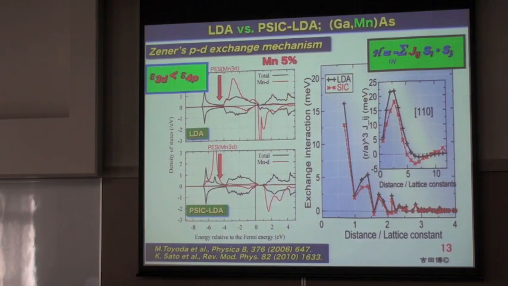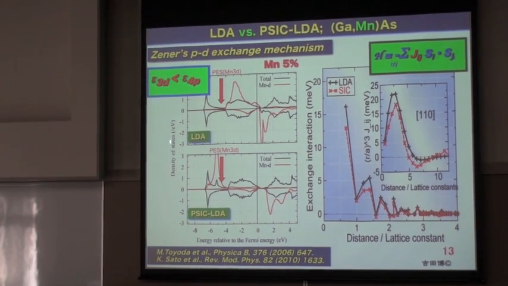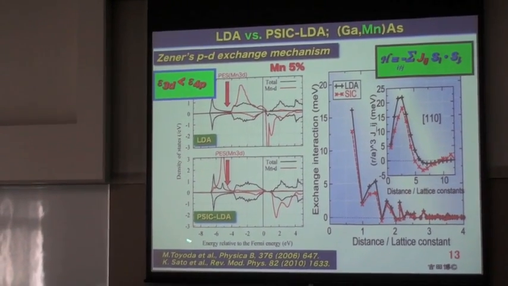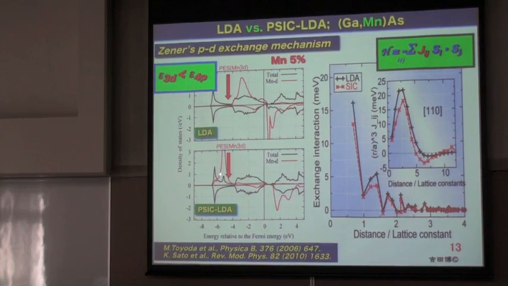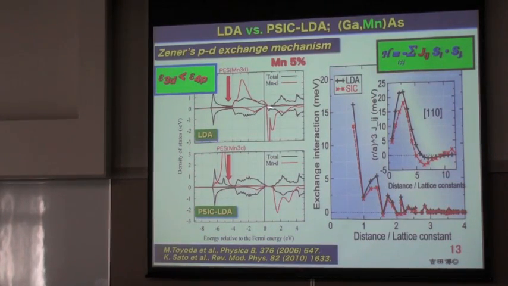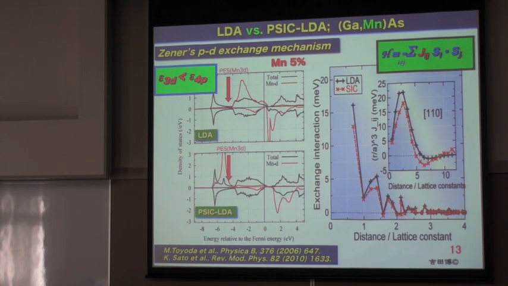DMS. For example, this is the case for manganese doped gallium arsenide, 5% doping. This is LDA. This is self-interaction corrected LDA. You can see that there is a very large exchange splitting compared with the LDA. Photoemission experiment predicts the manganese 3d is around here. Then with the large exchange splitting, the top of the valence band is pushed up, and this is pulled down. Then in this case, the ferromagnetic mechanism, we call it Zener's p-d exchange mechanism. Then itinerant p holes stabilize the ferromagnetism.